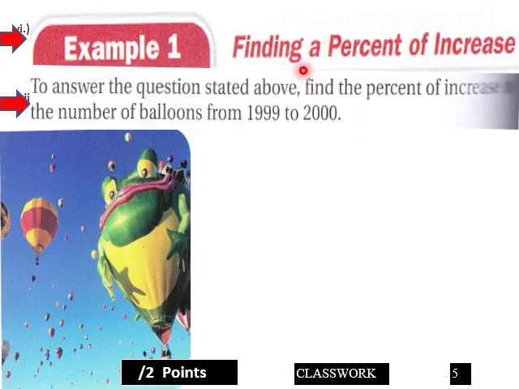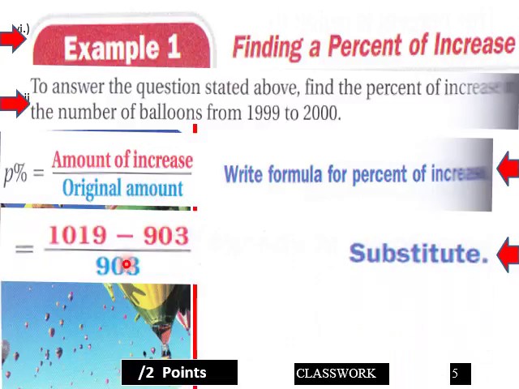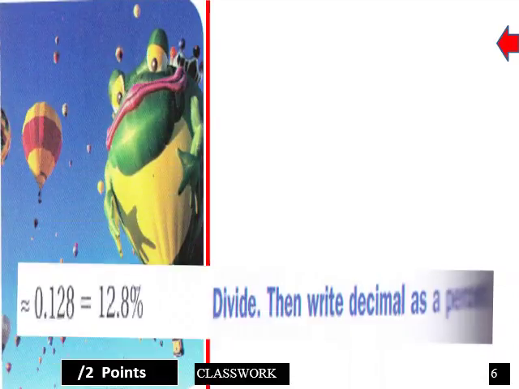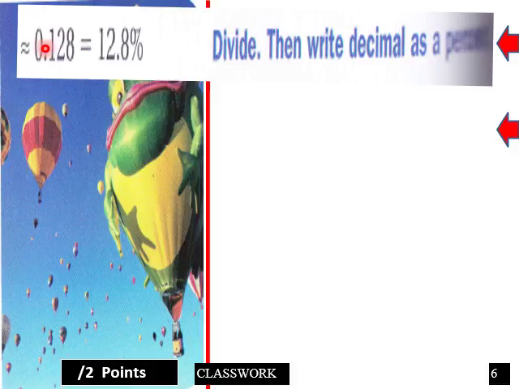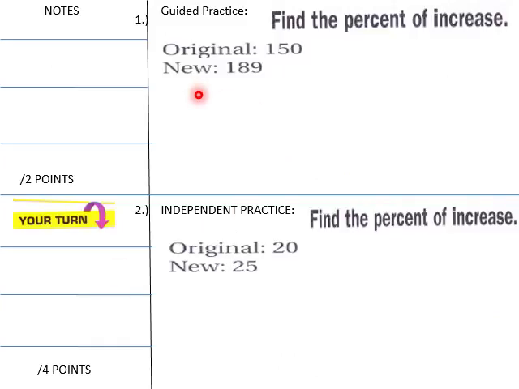Okay, example 1, find a percent of increase. To answer the question above, find a percent of increase in the number of balloons from 1999 to 2000. So we had the amount of increase over the original amount. So we had 1019 minus 903 over 903. And that would give us 116 over 903. And then what percentage would that be? It'd be 0.128 or 12.8%. So the answer would be 12.8%.